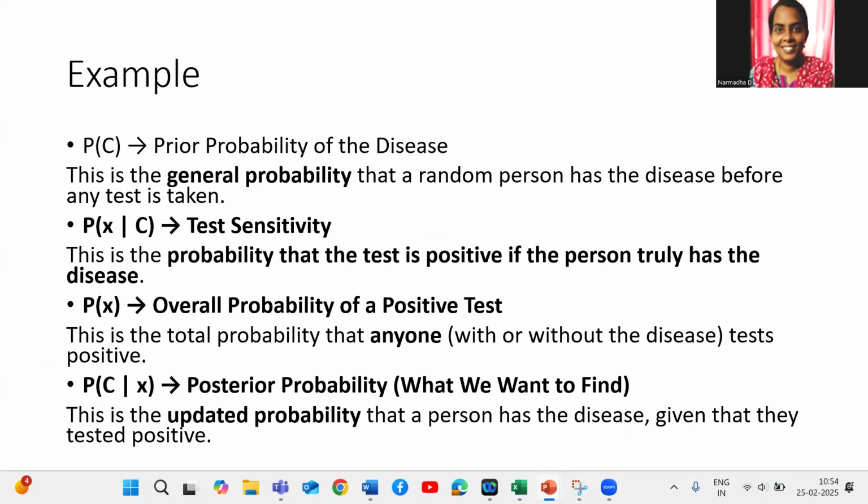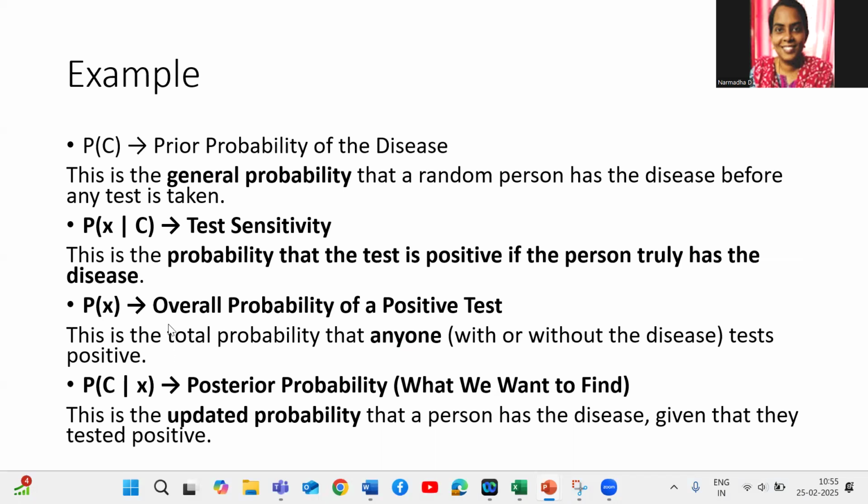So these are all the examples. You have to understand that P of C is the prior probability. It is the general probability that a person has a disease before any test is taken, before we have gone for any medical examination. So before that, what is the belief we have? And P of X given C is the actual test probability, the likelihood. It is the probability that the test is positive if the person truly has the disease.